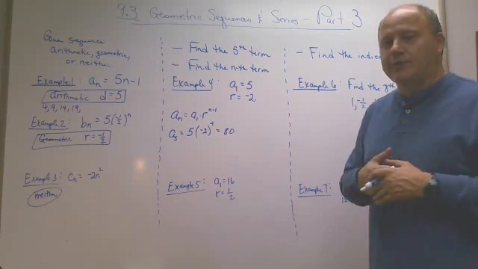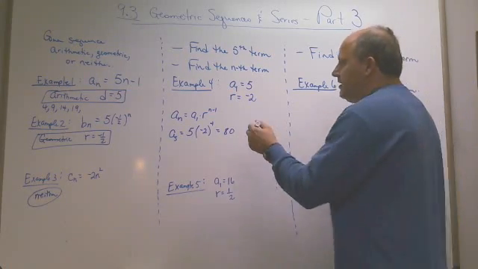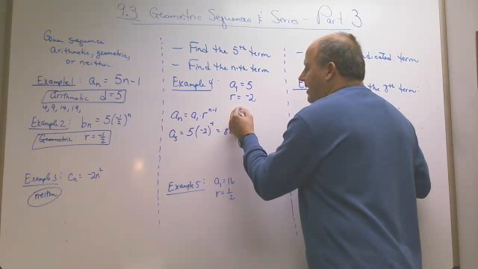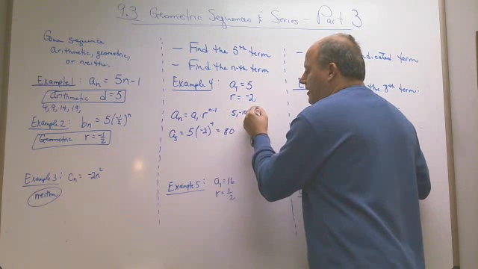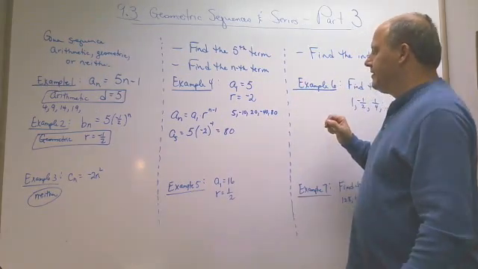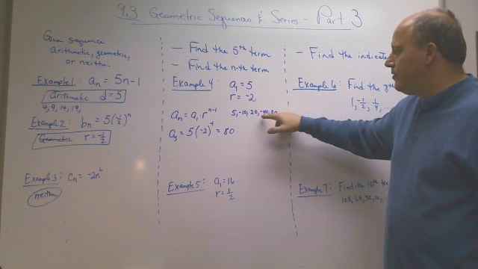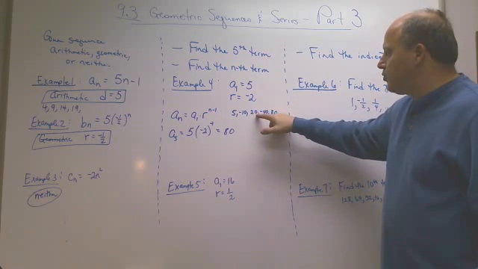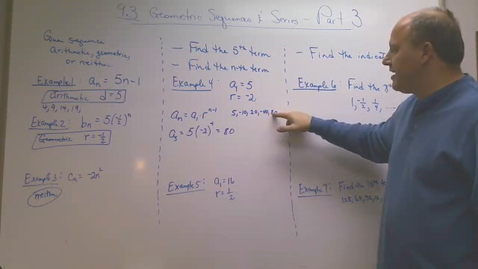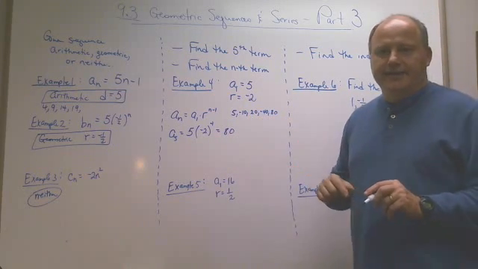And this is how I want to see it. I don't want to see what I'm about ready to show you. I don't want to see this: 5, negative 10, 20, negative 40, and then 80. People list them out. 5, negative 10, 20, because r is negative 2. Then negative 2 times 20 is negative 40, and negative 40 times negative 2 is 80. And then 1, 2, 3, 4, 5. And there it is. I don't want to see that.